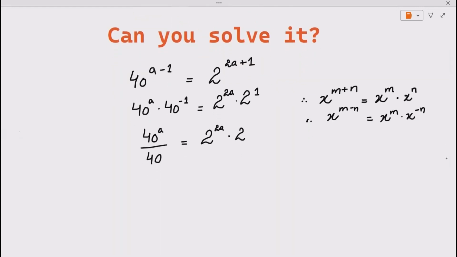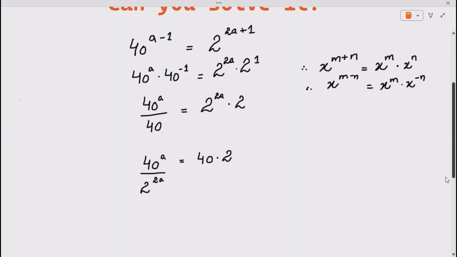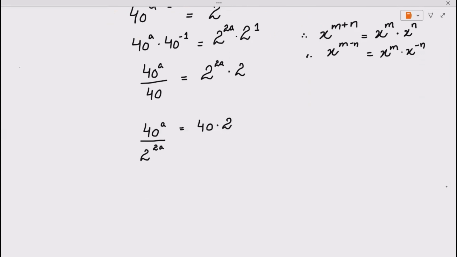Now, what we can do next is take all the a terms on one side and all the other terms on the other side. So for this, I can take 14^a as it is. This is multiplying with 2, so when I take it to the left hand side, it becomes divided by 2 raised to the power 2a. And this division, when I take it to the right hand side, becomes multiplication, so 14 into 2. So here you can see that a terms are on one side, and all the other terms are on the other side.